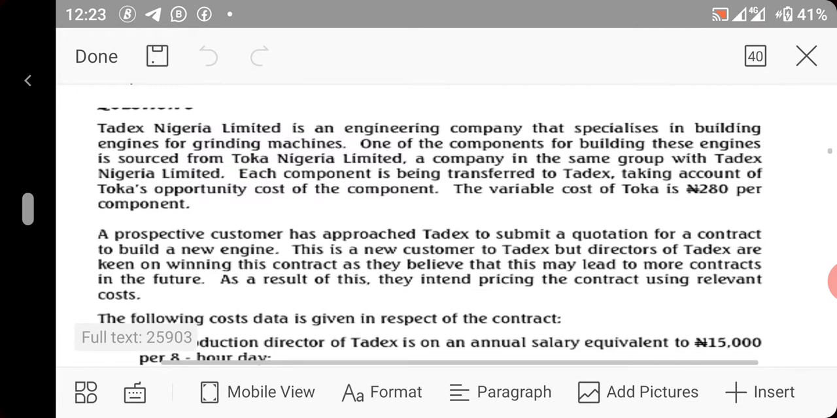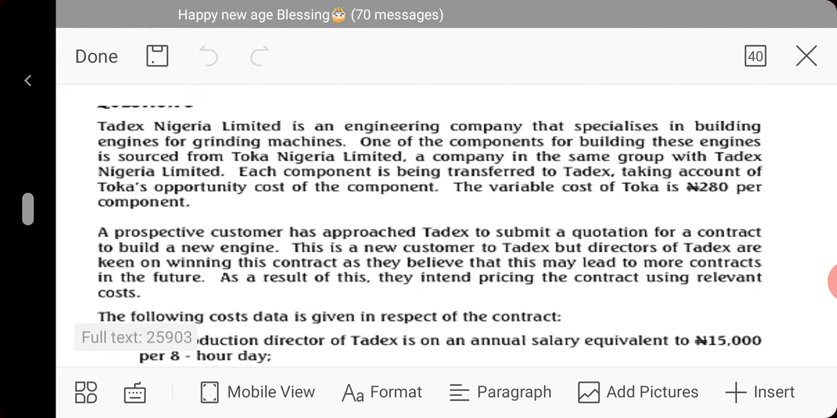It reads thus: Nigeria Limited is an engineering company that specializes in building engines for grinding machines. One of the components for building these engines is sourced from Toka Nigeria Limited, a company in the same group with Tadex Nigeria Limited. Each component is transferred to Tadex, taking account of Toka's opportunity cost of the component. The variable cost of Toka is 280 naira per component.